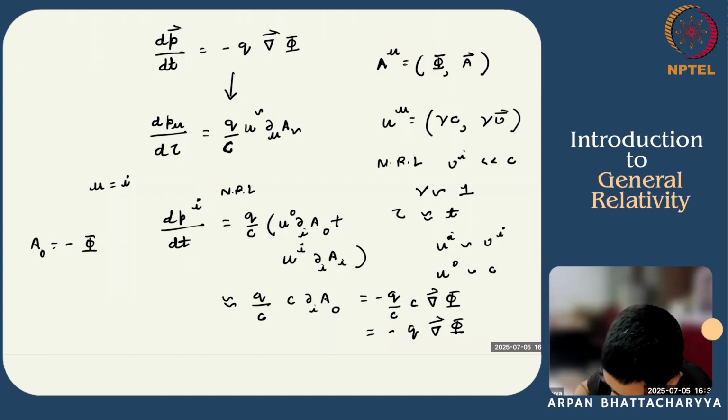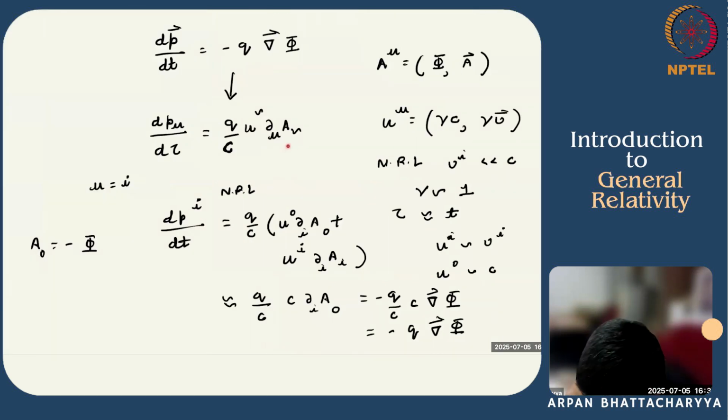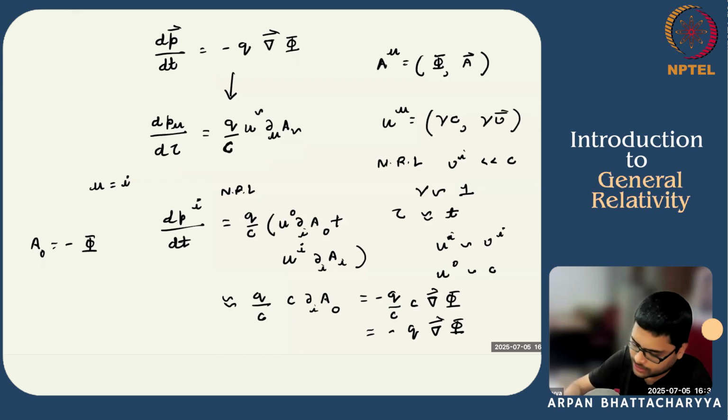But notice that although this is the correct Lorentz covariant generalization of this equation, we have to make sure that this equation remains invariant under the gauge transformation. Now remember that the gauge transformation is given by this. So you can easily see that if you change A mu accordingly, this equation does not remain invariant under the gauge transformation. So although this is Lorentz covariant, it is not invariant under the gauge transformation. So we have to rectify that.